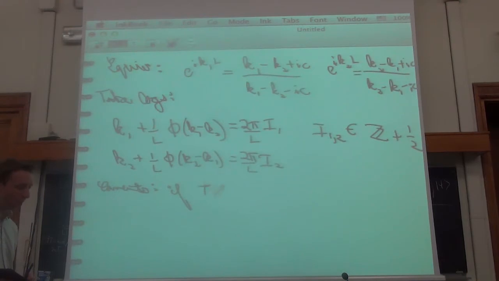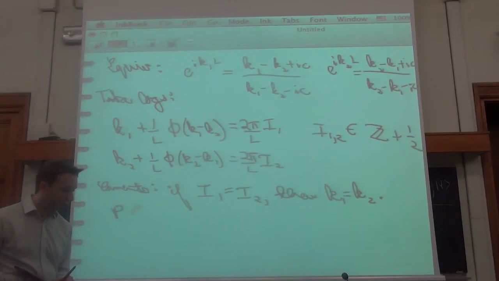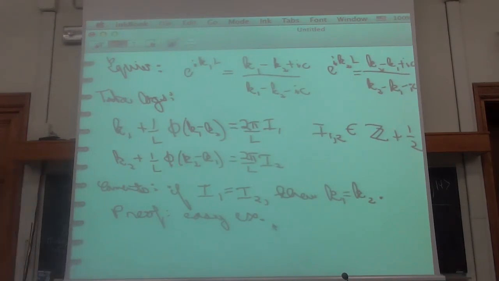If I1 is equal to I2, then K1 is equal to K2. Okay, so proof, easy exercise. It's an easy exercise because the arctan function is monotonic. Therefore, when you look at the left-hand side of this equation here, it's a monotonic function of K1. Therefore, there's a single crossing point here for any given K2 solving this thing.